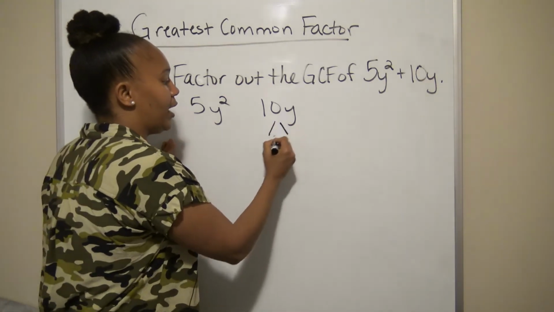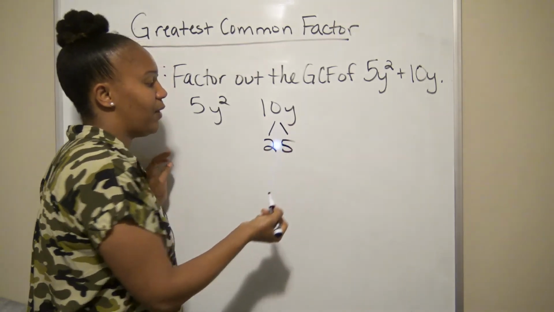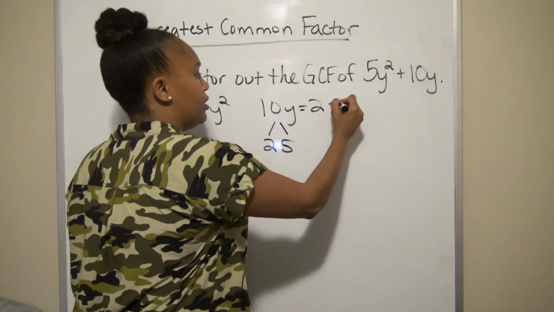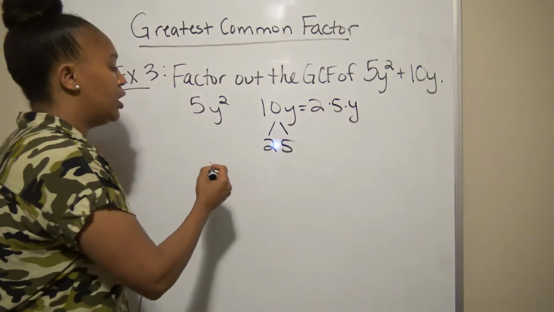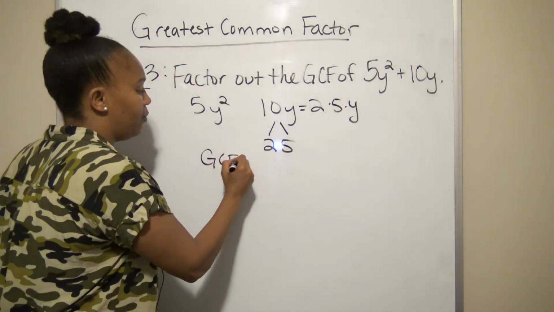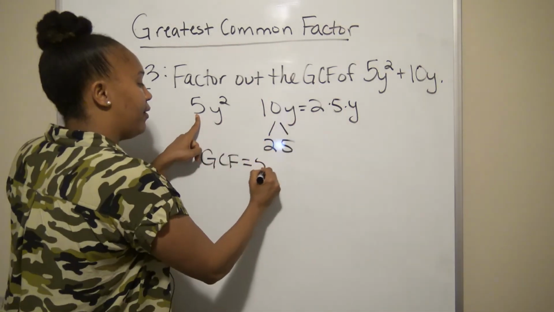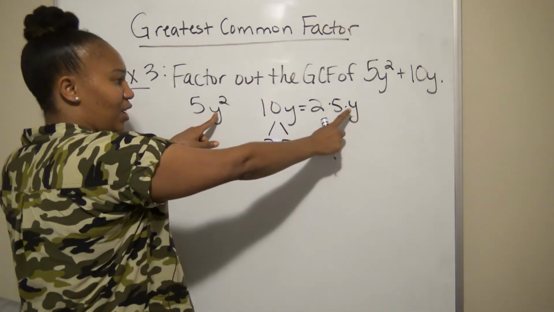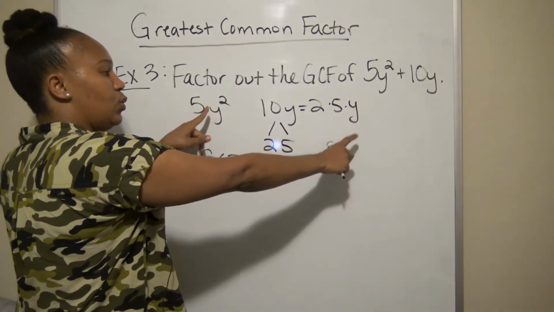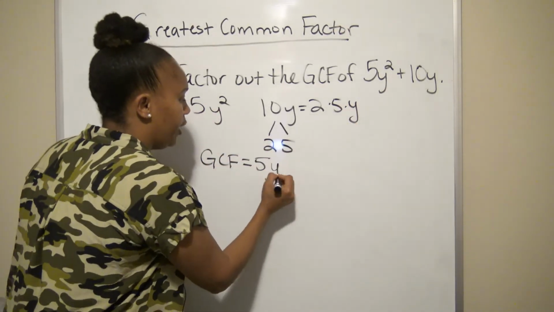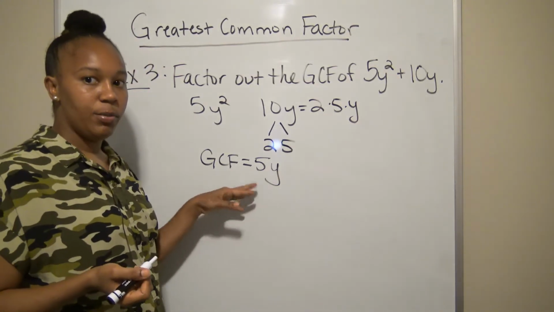However, 10y can be broken down. That's 2 times 5. And 2 and 5 are both prime, so you will stop there. This is 2 times 5 times y. So when you're trying to take the GCF of both of these terms, you look at the numbers and see what they have in common. They have a 5 in common. And then you look at the variables. This one has 2 y's. This one has 1 y. The smallest exponent on the y is 1. So your GCF will be 5y.